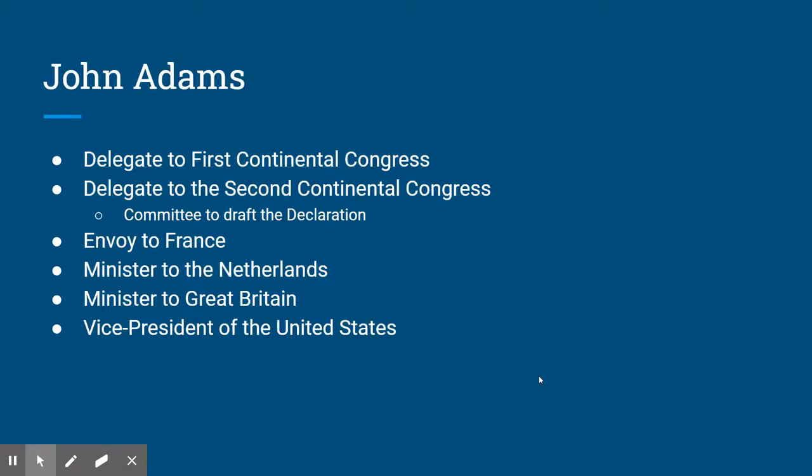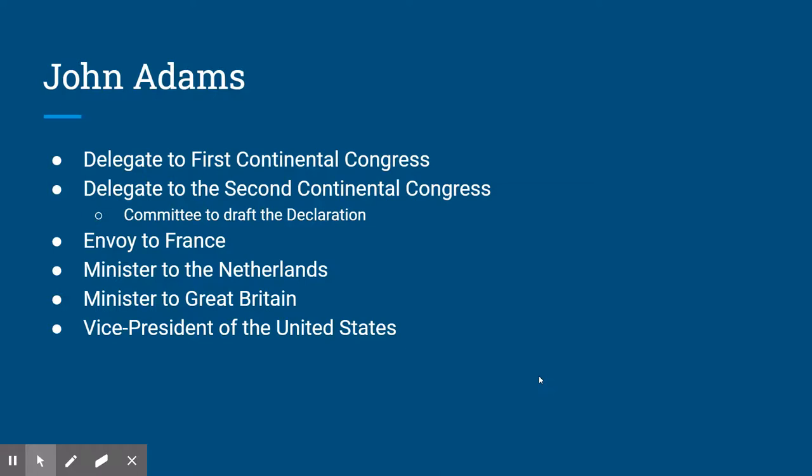Let's remind ourselves. Of course, we're first introduced to John Adams as a delegate to the First Continental Congress, and again, a delegate to the Second Continental Congress. He's on the committee that drafted the Declaration. He's actually the founder that was significant in getting the votes in the Continental Congress to adopt independence. He'll later serve as an envoy to France, a minister to the Netherlands, and a minister to Great Britain.